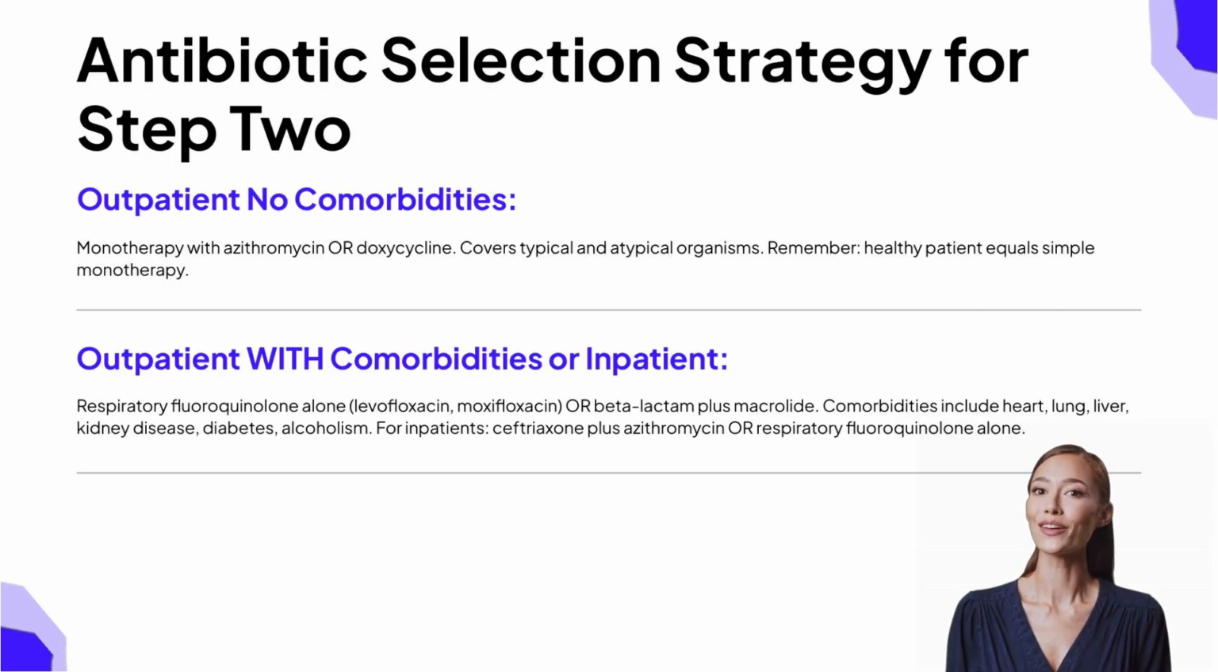Here's a summary slide on antibiotic selection. This is essential to memorize. For outpatients without comorbidities, use monotherapy with a macrolide like azithromycin or doxycycline. Once you add comorbidities or move to inpatient settings, you step up to either a respiratory fluoroquinolone alone or a combination of beta-lactam plus macrolide. The exam frequently tests these distinctions, so know them cold.